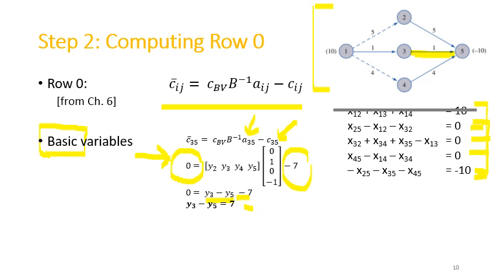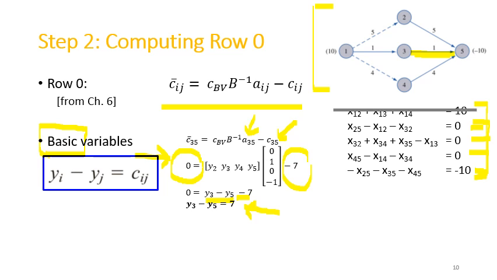Okay, finally, we can simplify our computation to look like this. y3 minus y5 equals 7. So we can generalize to say that for the case of a basic variable, yi minus yj equals cij. Cij without the hat, because cij with the hat equals 0 and we already throw it out from our computation. Not really throwing it out, because anything times 0 will not appear in the computation.